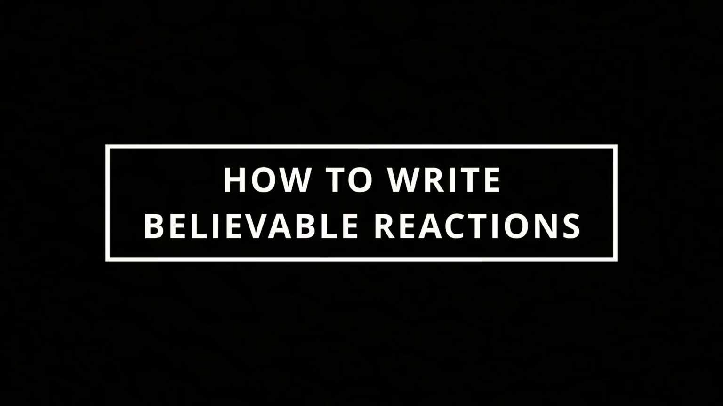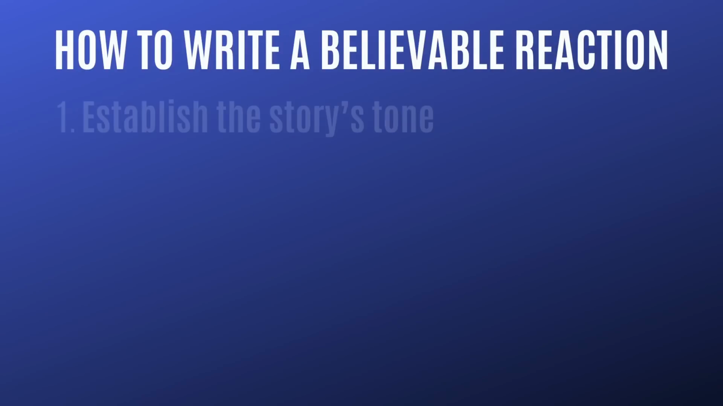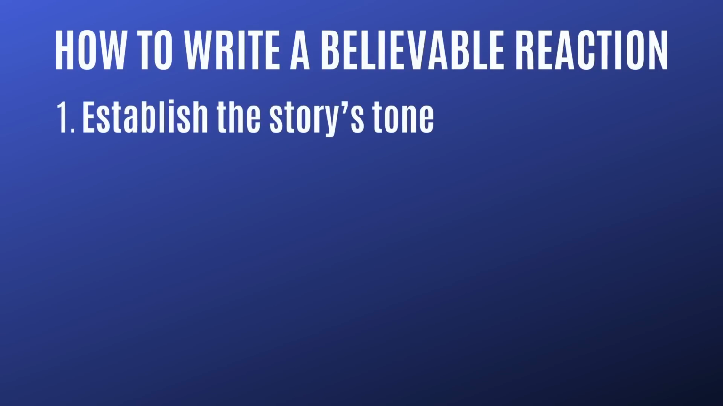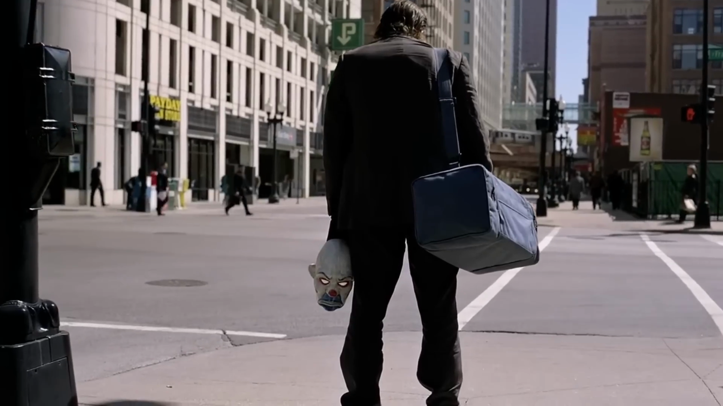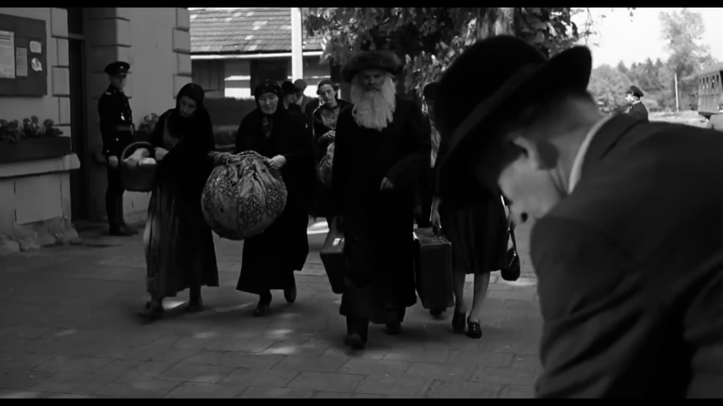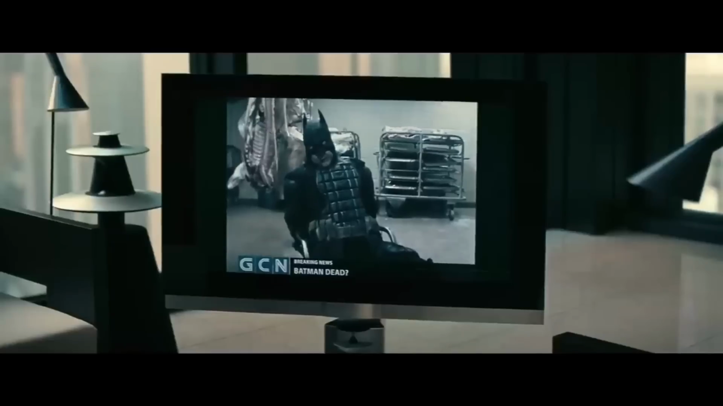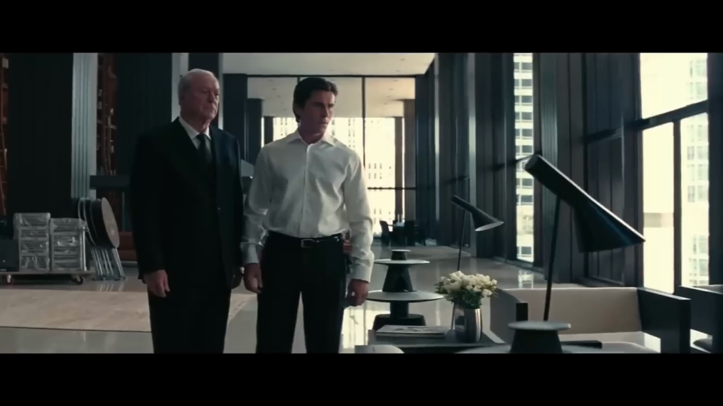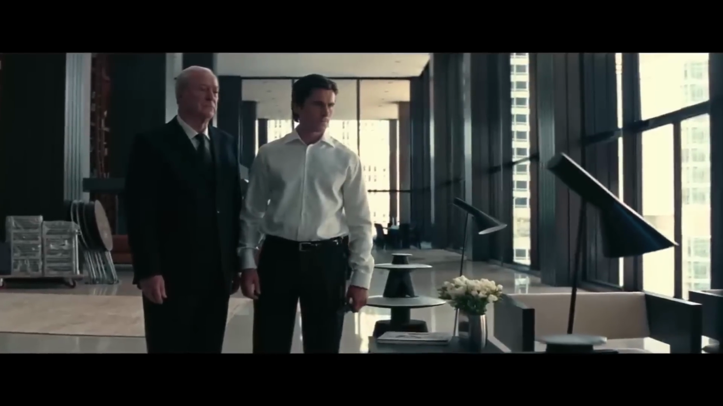And that brings us to the topic of how to write a believable reaction. I've got 4 steps for this. The first one is to establish the story's tone. This is critical. Setting the tone clues the audience in on how characters will respond to events. Think about the tone of The Dark Knight versus Guardians of the Galaxy. Or think about the tone of Schindler's List versus Seinfeld. If a story is serious in tone, its reactions will usually be more sincere and grounded, whereas a comedic tone usually allows for a wider range of lighthearted reactions.